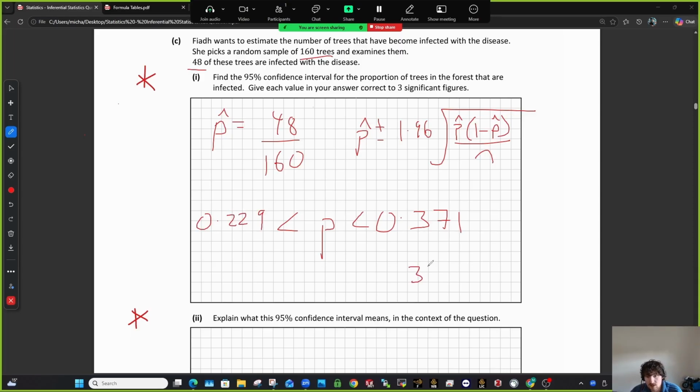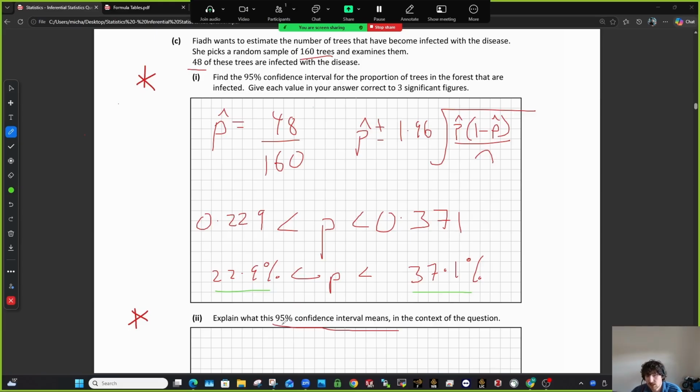Okay, and then as percentages, that will be 37.1% is greater than P, and P is greater than 22.9%. That ties in with what part 2 is here. Explain what this means in terms of the question. So what this means is we are 95% confident that the true proportion, the population proportion of trees in this forest that are infected with this disease is between 37.1% and 22.9%. You can rewind that back to see what I said there rather than me spelling it out here.